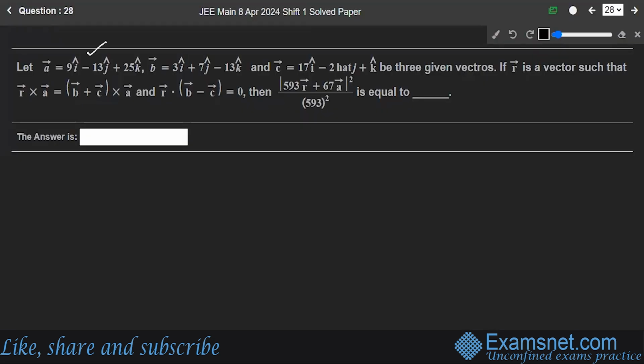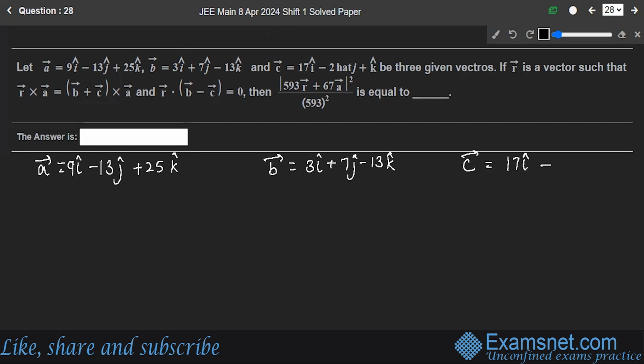Question number 28. Let A, B, C be these given vectors, and R is a vector such that this expression is true and this is true. You have to find out the value for this expression. Let's write down. You have A, B, C vectors. I'm picking up from here itself. You have A as 9I minus 13J plus 25K. The B vector is 3I plus 7J minus 13K. And the C vector is 17I minus 2J plus 3K.